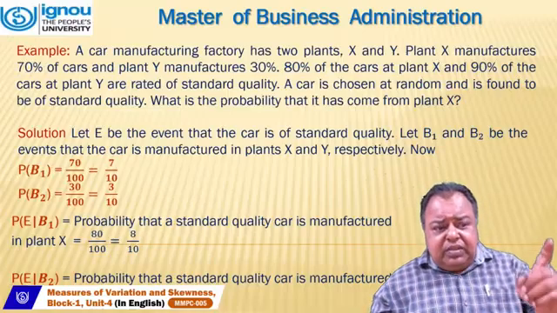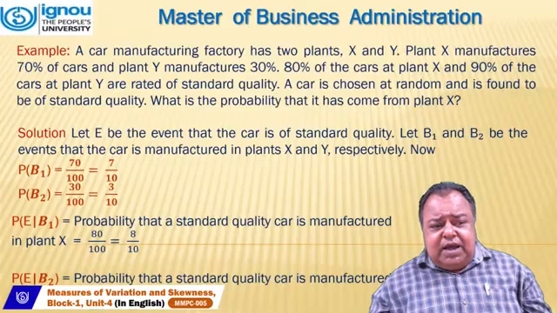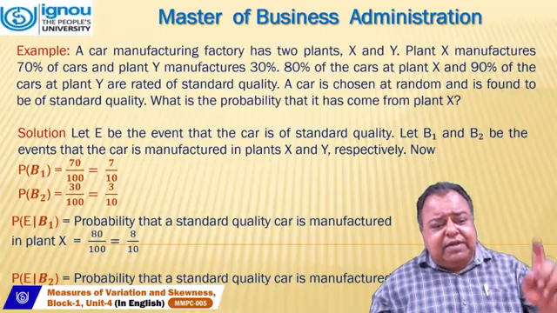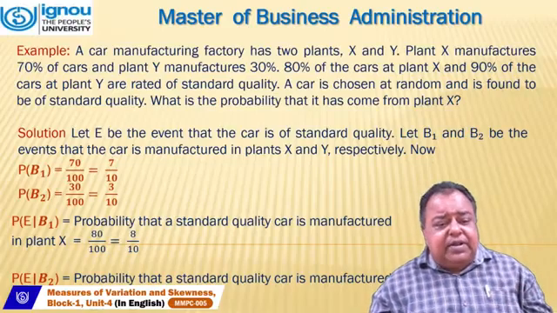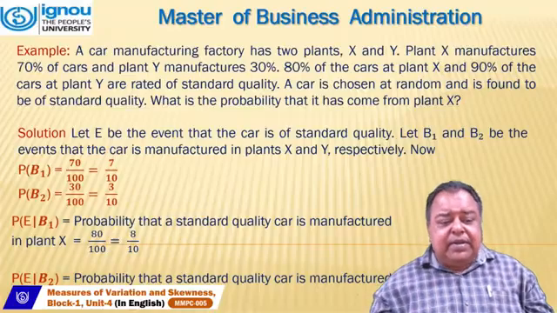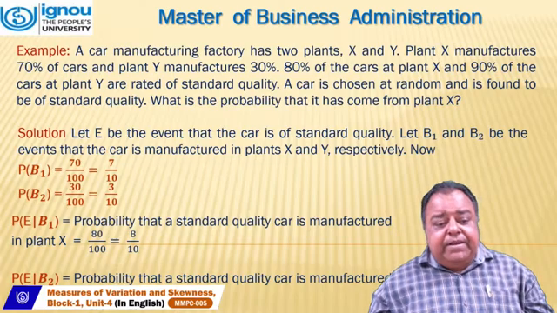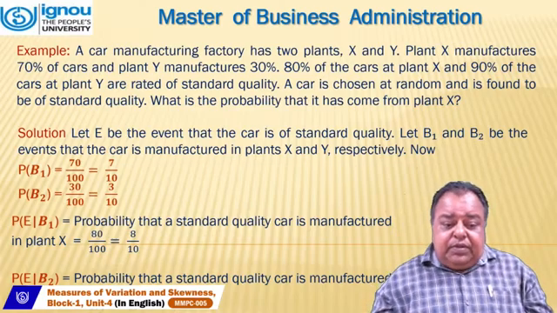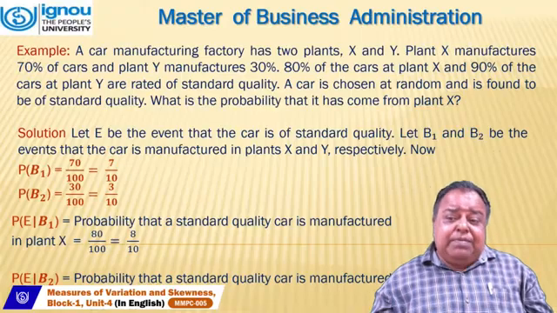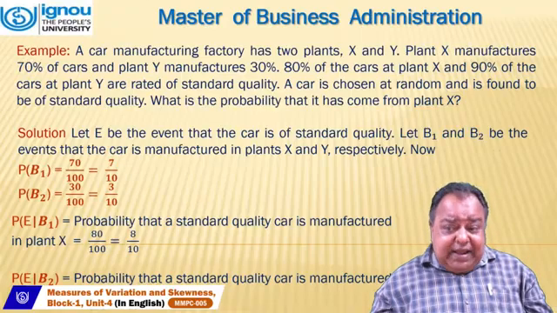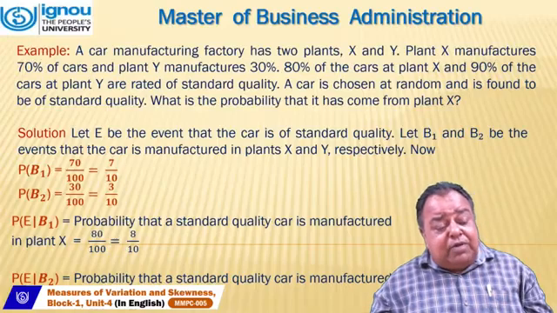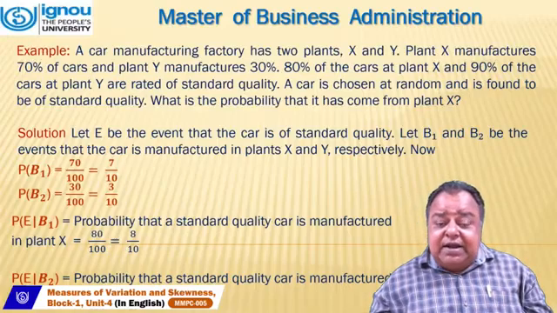Now, what is the probability of getting a car from plant 1? We manufacture 70% of cars from X, so 70 by 100, where the total is 100. It comes out to be 7 by 10. Similarly, B2 will be 3 by 10. Now, the second condition is that 80% of cars of plant X and 90% of the cars of plant Y are rated at standard quality.